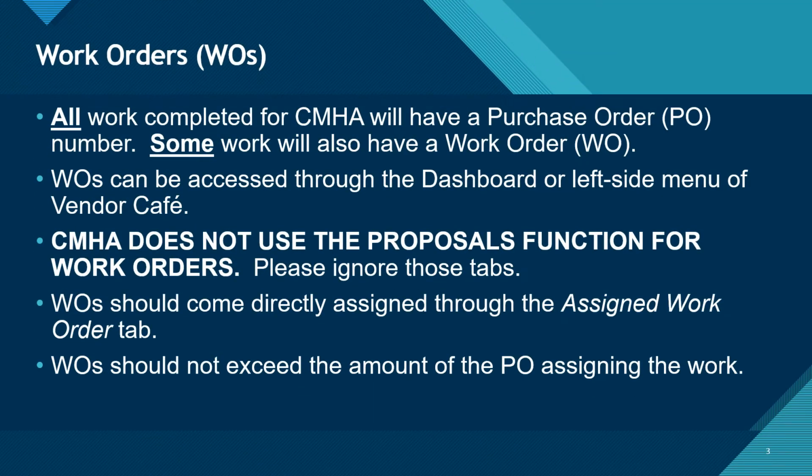All work completed for CMHA will have a purchase order number. Some of that work will also have a work order number. The previous screen showed you how to access work orders through the dashboard or left side menu of Vendor Cafe. CMHA does not use the proposals function for work orders. Please ignore anything that references proposals. Your work orders will come directly assigned to you through the assigned work order tabs. Those work orders should not exceed the amount of the PO assigning the work.